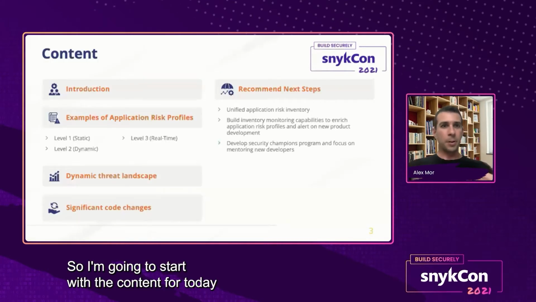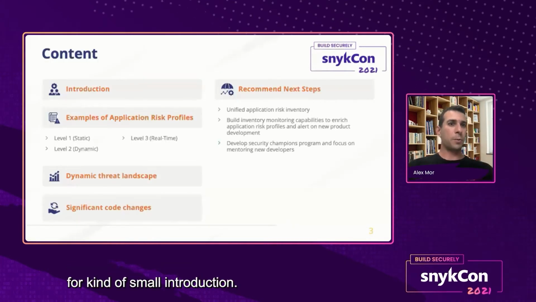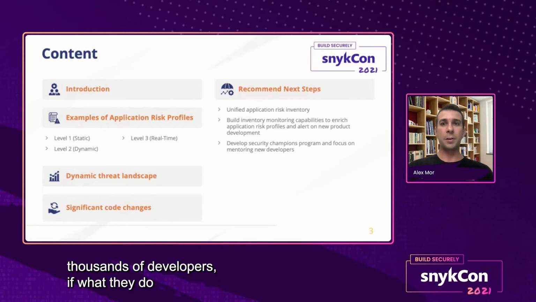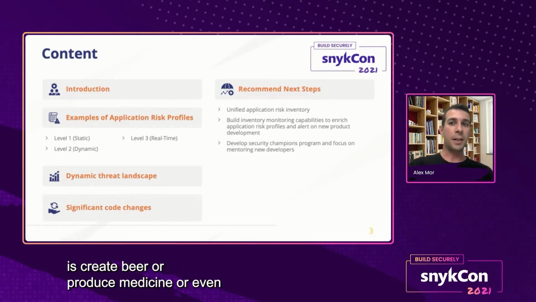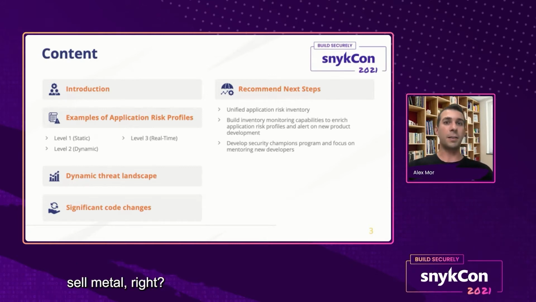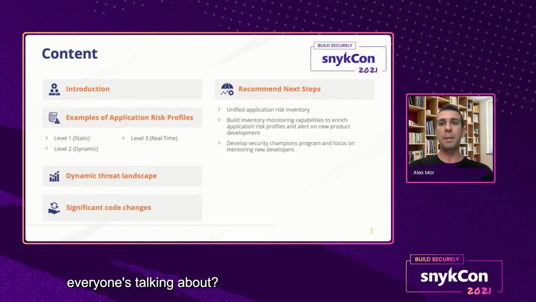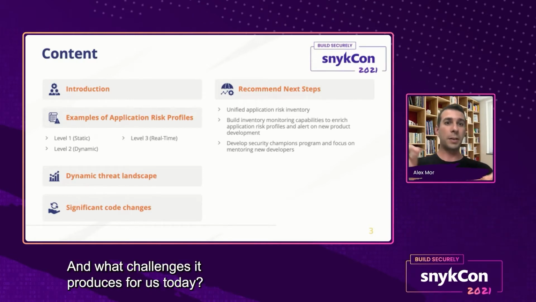I'm going to start with the context for today, a small introduction. How did we get here? Why do enterprises need thousands of applications and thousands of developers, if what they do is create beer, produce medicine, or even sell metal? What is the digital transformation, cloud, and DevOps everyone is talking about, and what challenges does it produce for us today?